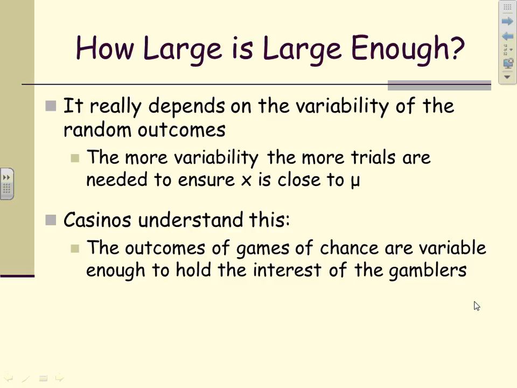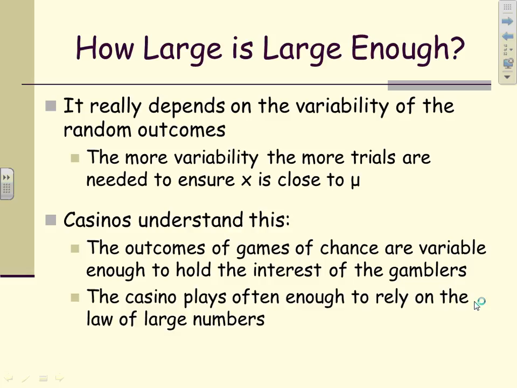All right, and like I said again, casinos understand that. The outcomes of games of chance are variable enough to hold the interest of the gamblers because every once in a while someone's going to win big. All right, but over time, they're going to rely on the law of large numbers, telling you that there's going to be a heck of a lot more people losing money than there are winning money.